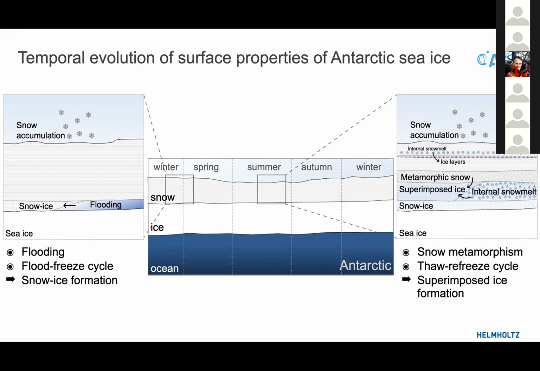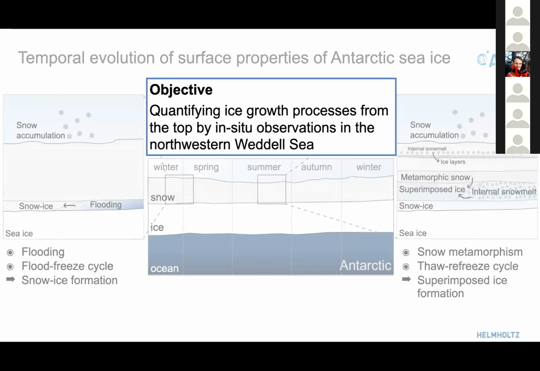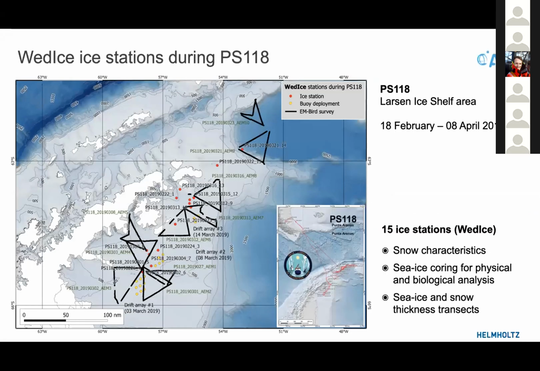So, knowing those two mechanisms, the leading science question in this talk is that we want to quantify those ice growth processes from the top by in situ observations, and those were done in the northwestern Weddell. The expedition I'm referring to is the so-called PS118. It was a Polarstern expedition in February till April 2019, the project was called Weddell Ice. And as part of it, we managed to conduct 15 ice stations. Those are marked here in the red dots.